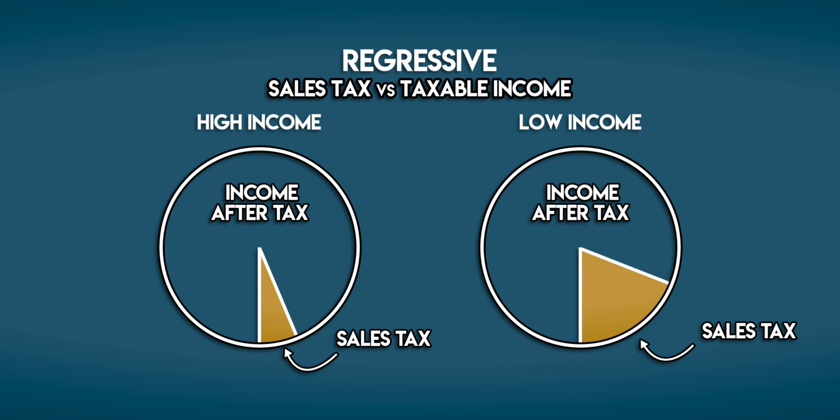High-income earners are able to save more of their income, which means they spend a lower proportion of it on taxable goods and services. On the other hand, people with lower incomes spend a higher portion of it on consumption. You'll find that a lot of places exempt necessities from sales tax in order to make it less regressive. Things like food, water, rent, and medication.